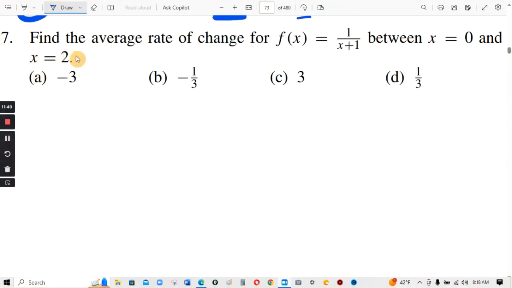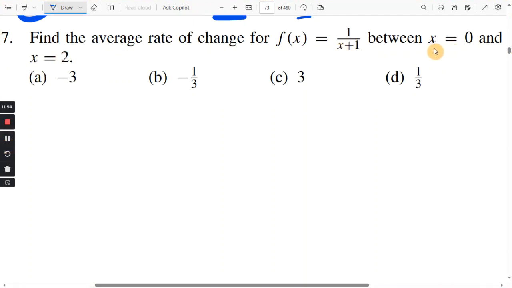All right, number 7, find the average rate of change for this function between x equals 0 and x equals 2. We already said before average rate of change is the same as the slope.